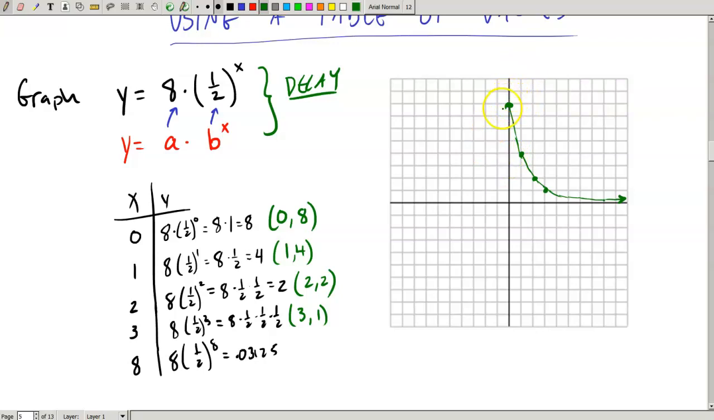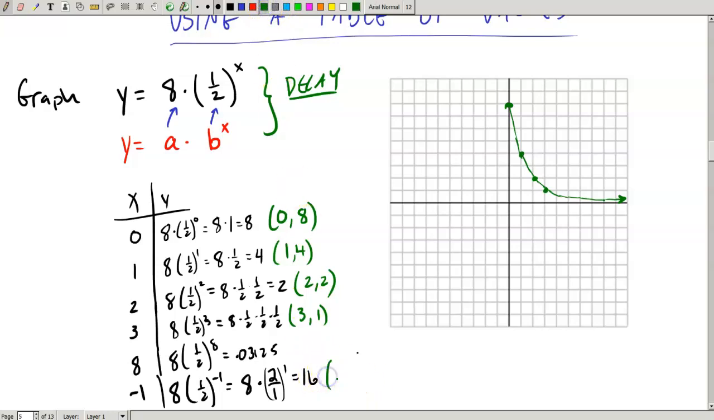And then can you plug in negative numbers? Yes, you could plug in negative numbers. If I plug in -1 in this case, I'd have 8 times 1/2 to the -1. Well, think about exponent properties again. This would be the same thing as 8 times, not 1/2 to the -1. That would be the same thing as 2/1 to the +1. We could take the reciprocal of that and make the exponent positive. So this actually goes to 16.